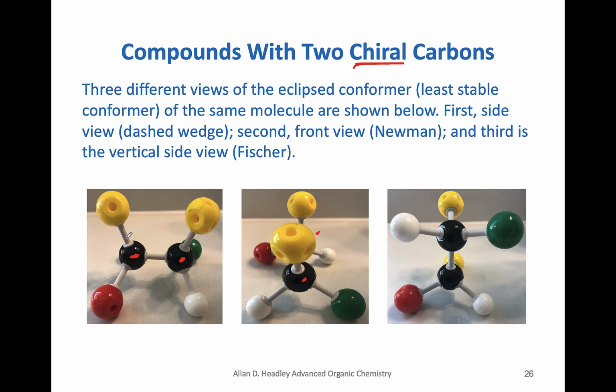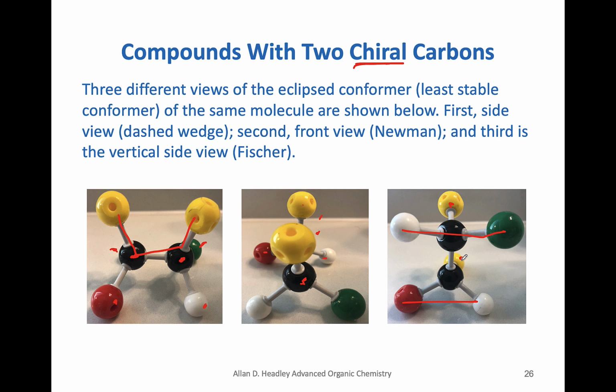So this would represent your dashed wedge. That's in the plane, in front, and back. So that would be a dash, and in the back, which you can see, would be a dash. Here's your Newman. So this is in front, and we have these 3 atoms bonded to that front carbon. In the back carbon, we have here the red, white, and yellow. And here we have another representation, and this is known as the Fischer, where the horizontal is in front, and these 2 atoms, yellow, would be in the back.